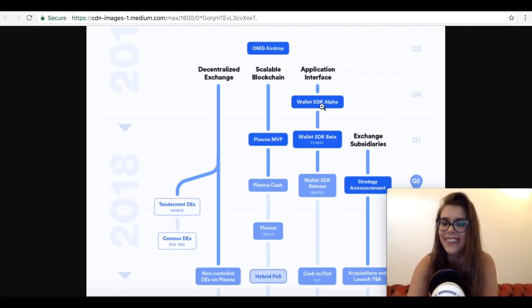So let me know, guys. Do you hodl any OmiseGo? Are you guys fans of it? What do you think they could update as well?